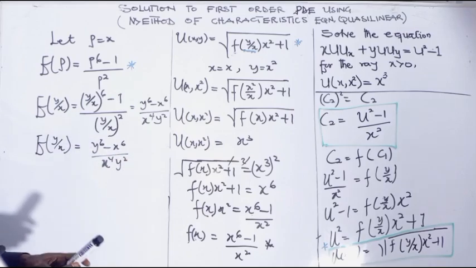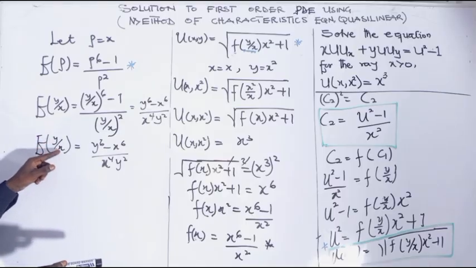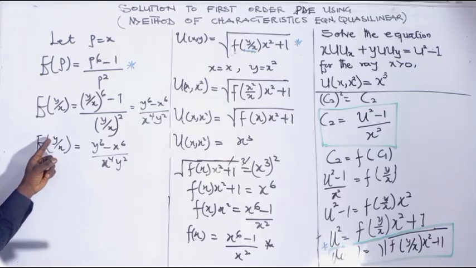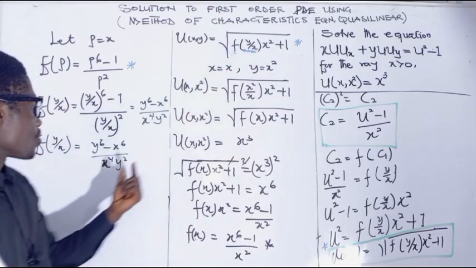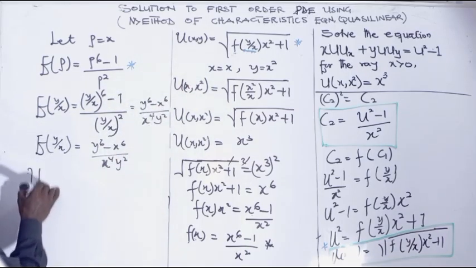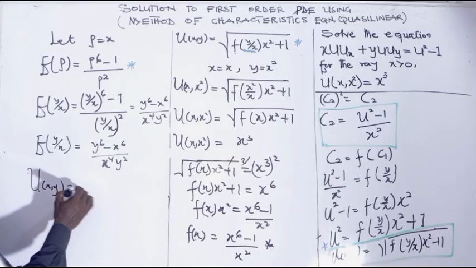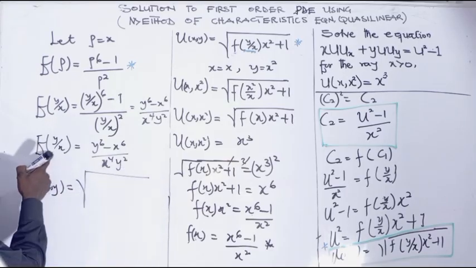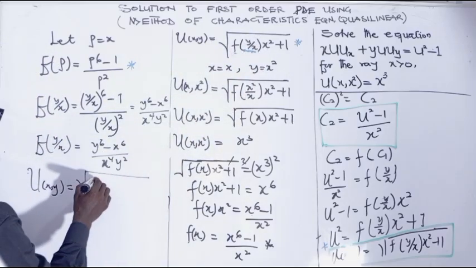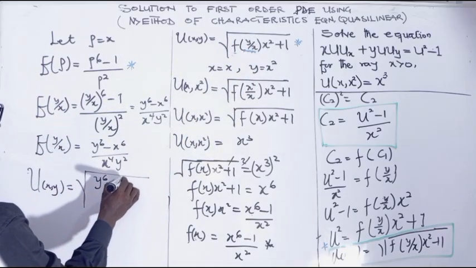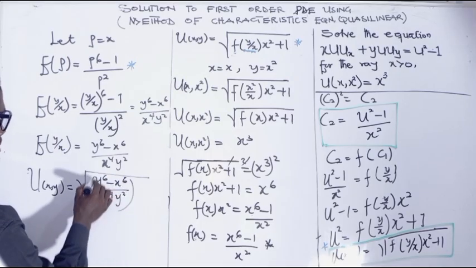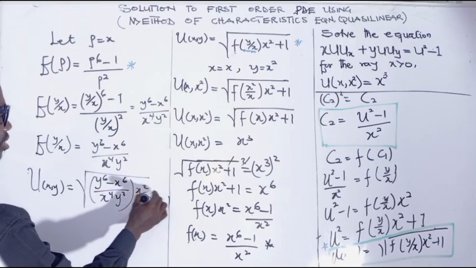So wherever we see f at y over x in the general solution, we are to plug in this. So we are going to have our particular solution to be u at x comma y is equal to the square root of, and wherever we see f at y over x, we plug in the whole of this. So we have y power 6 minus x power 6 all over x power 4 y power 2 multiplying x squared plus 1.